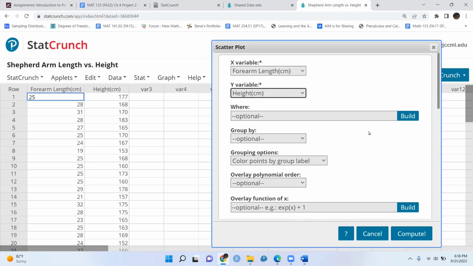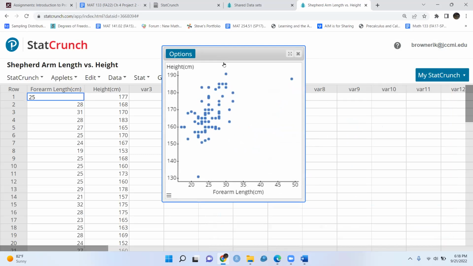There's tons of options you can mess with on the scatter plot. You don't need to do any of that. Just compute it. And there's your graph.